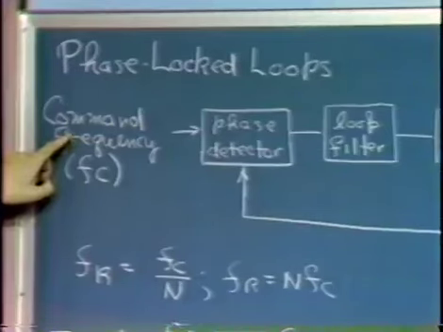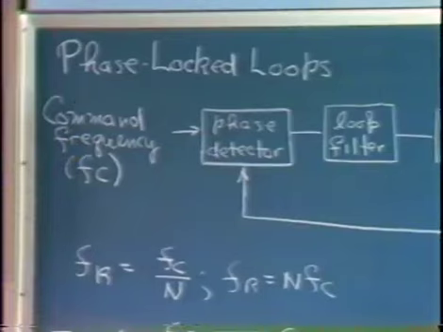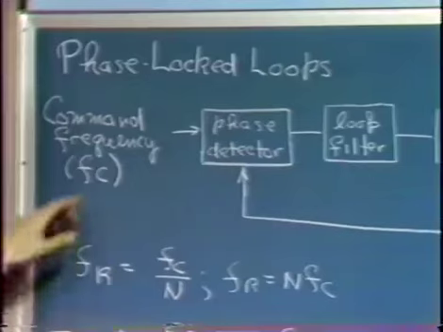Hi. Today I'd like to discuss a specific kind of electronic feedback system called a phase-locked loop. The general topology for a phase-locked loop is shown on the board. The input to this type of system is a command frequency, and the information that we're interested in in that input signal is specifically its frequency.